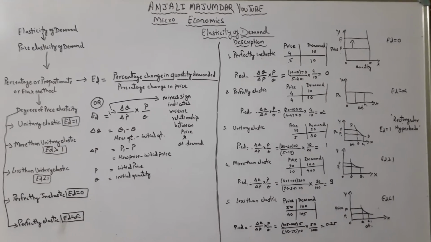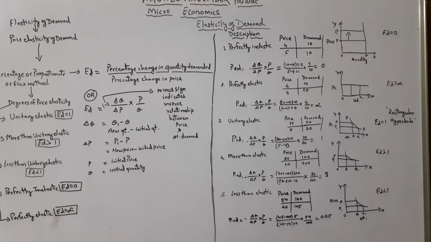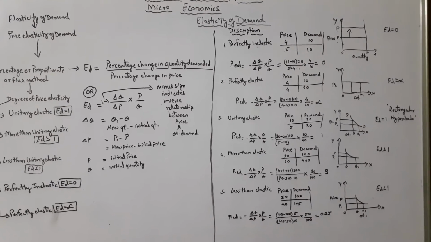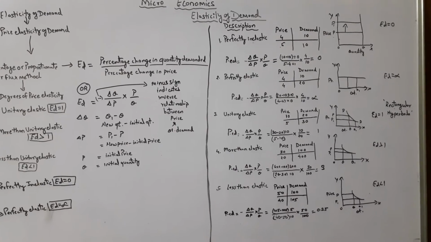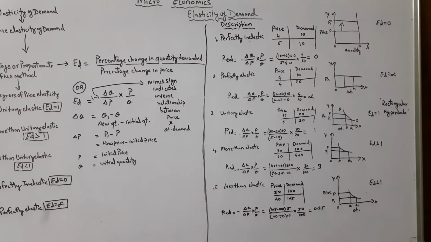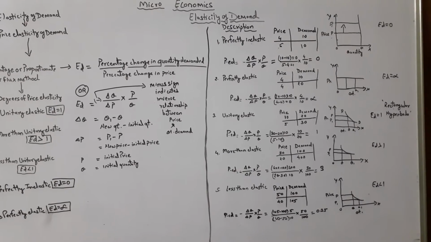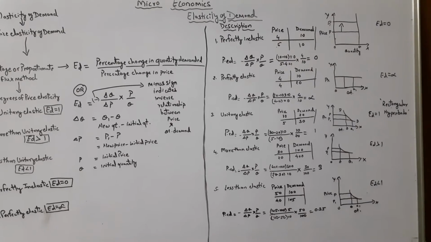Then the third one is unitary elastic. Unitary elastic, you see here, when the price is 10, demand is 20. Now when price becomes 5, demand is 30. So you see here, after applying the formula, change in quantity, where you see 30 minus 20, new quantity is 30 minus 20 upon 5 minus 10 into 10 upon 20. So this way, after cancelling out, you will get the answer 1.